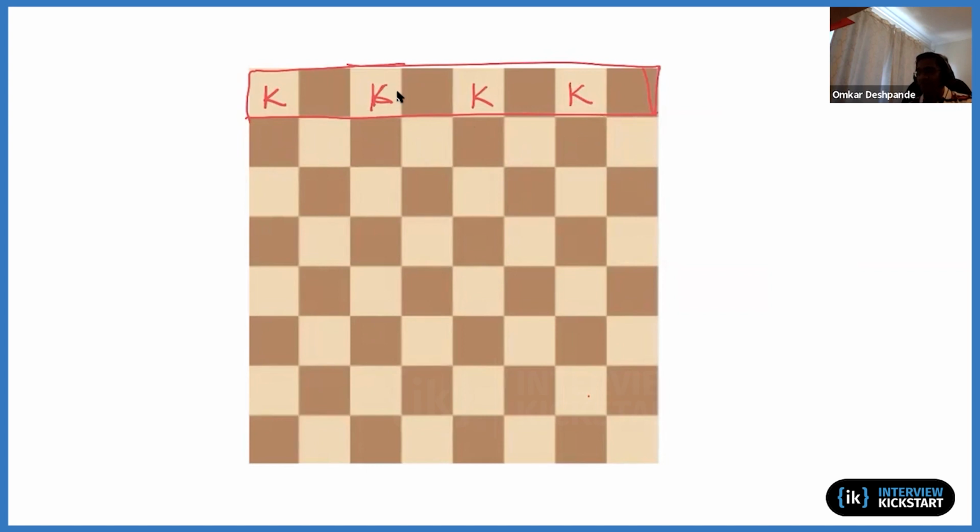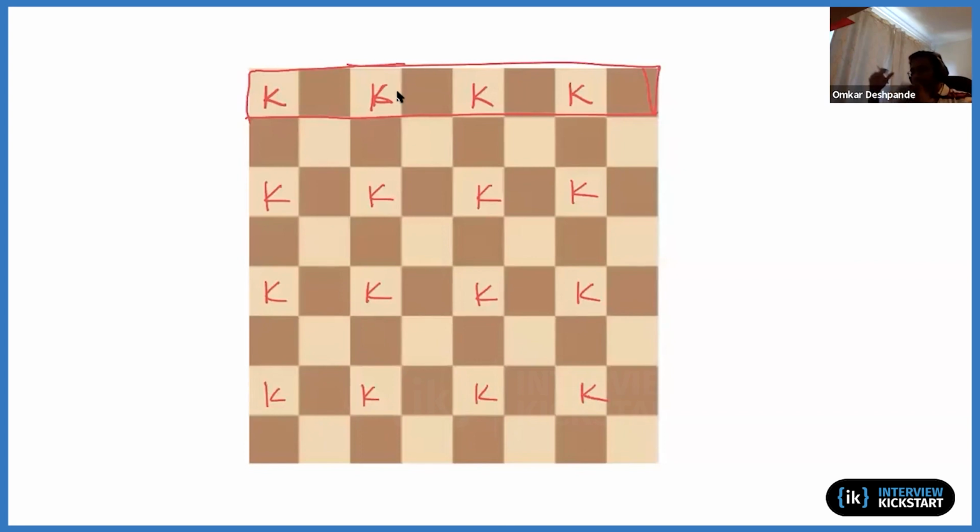So that means the second row has to be left empty. The third row is safe from any of the kings in the first row. So we could again pack the third row with kings like that. But that means the fourth row would have to be kept empty. The fifth row would then have to be stuffed with kings like that. The sixth row would be empty. The seventh row would be filled in like that.